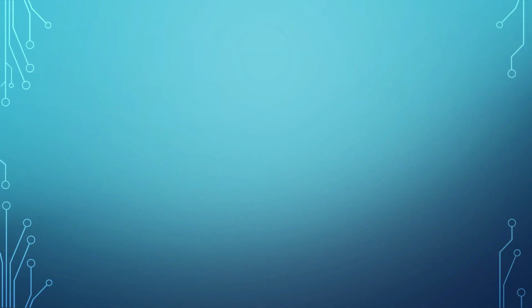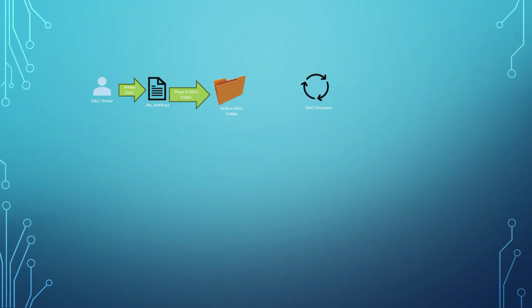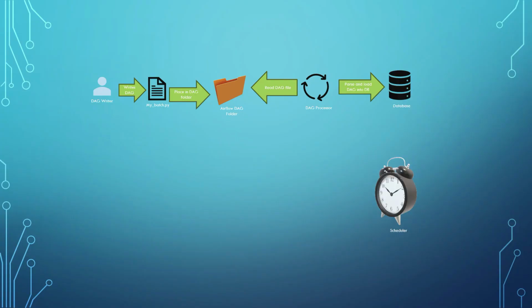Now let us see a simple representation of how Airflow works. The user writes a DAG file in Python format and then places the DAG file into an Airflow folder. The DAG processor, which polls the folder, reads the file, parses the file, and adds it into a metadata DB. The scheduler will read the configuration from the DB, and when the scheduled time reaches, it will trigger the executors. The executors will start running the tasks.